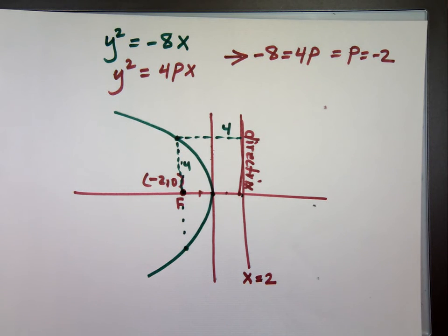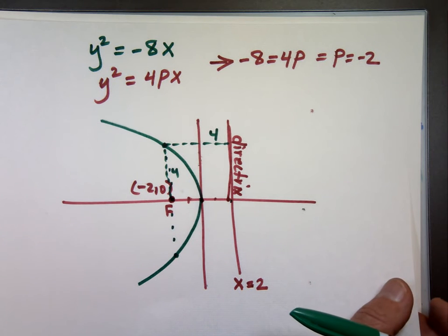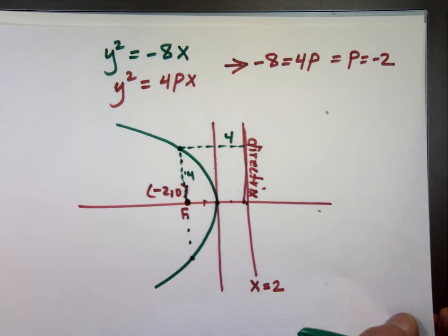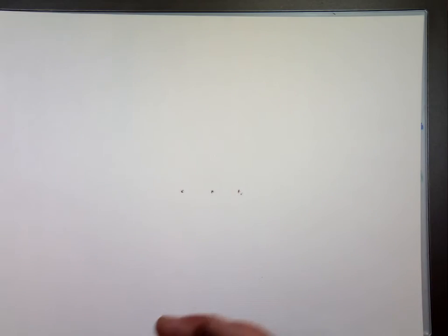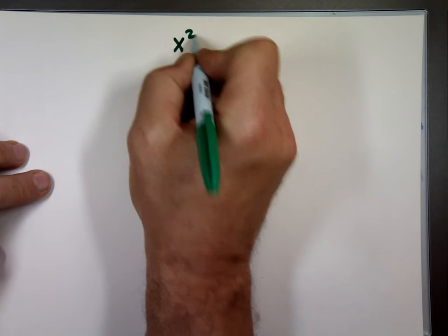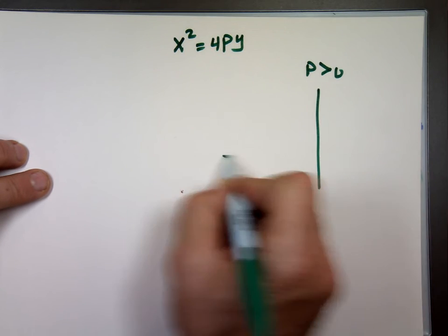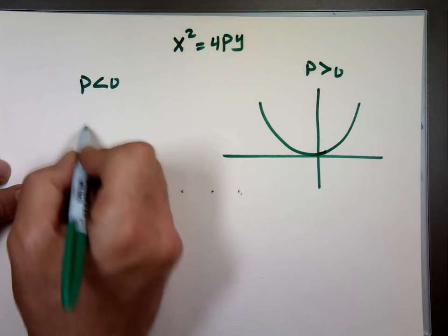Let's do 2 up and down. So when y is the squared one, it's left and right. When x is the squared, it's up and down. So for up and down, x squared equals 4py. I don't know if I wrote that earlier. Did I? Nope. So when it's up and down, if I have x squared equals 4py, when p is greater than 0, it's going to open upward. When p is less than 0, it's going to open downward instead of left and right.